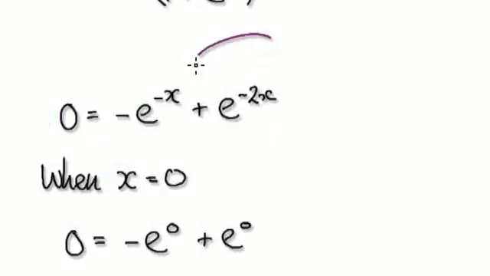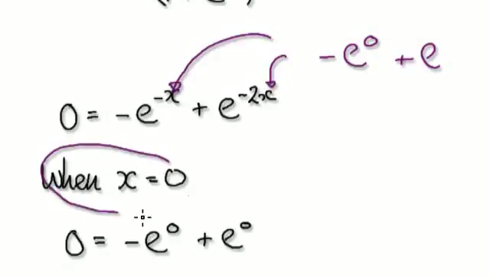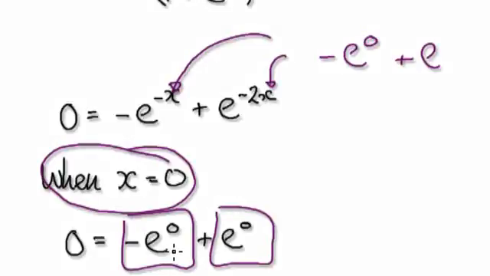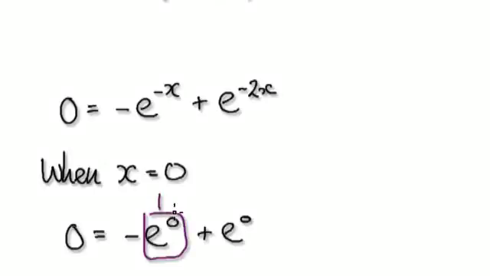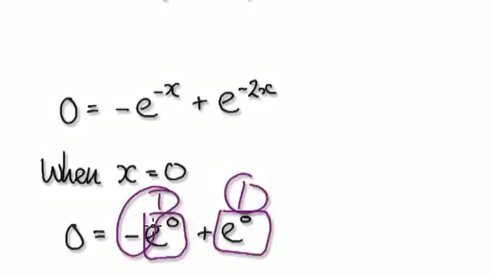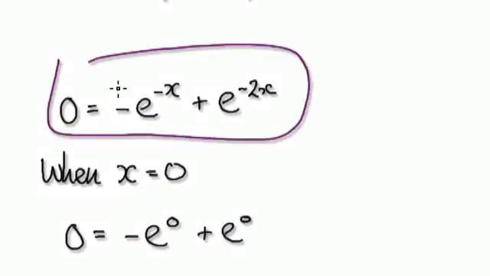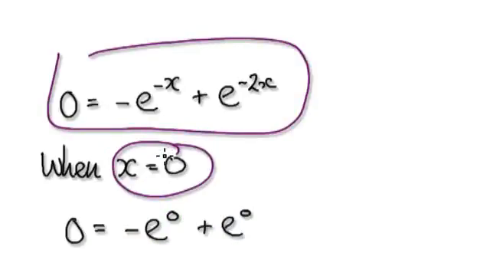If you put 0 into the x, you will have minus e to the power of minus 0, plus e to the power of 0. e to the power of 0 is 1, so minus 1 plus 1 is 0. So our point of inflection is when x equals 0.